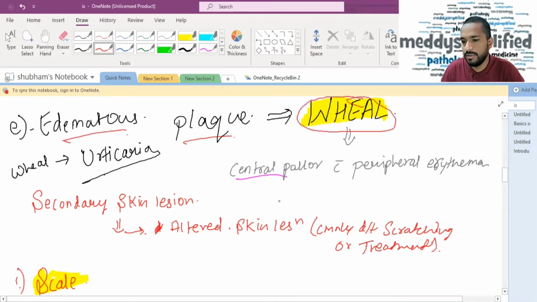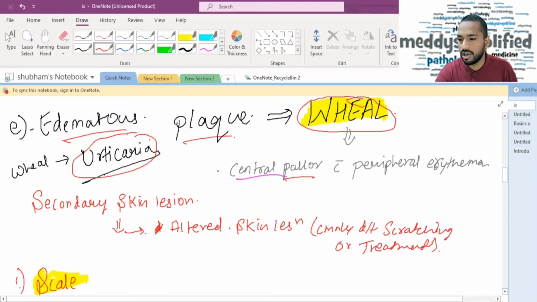Edematous plaque known as wheal. This wheal has a central pallor with a peripheral edema, and it is seen in urticaria. Right? It is seen in urticaria. So this was a common primary lesion which we should know very well whenever you are starting to study dermatology.